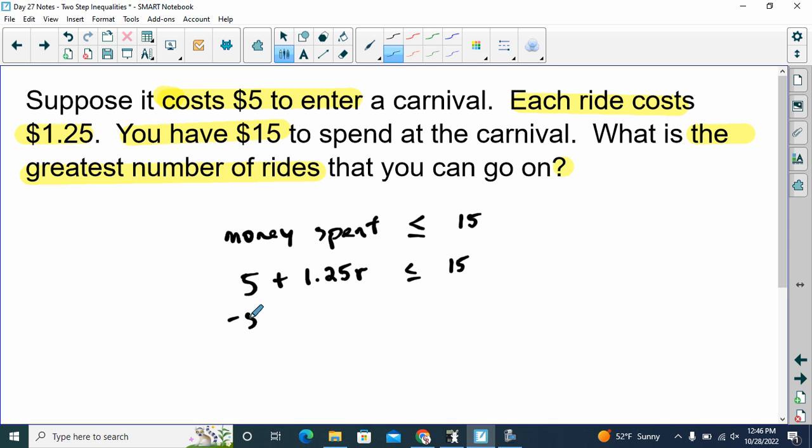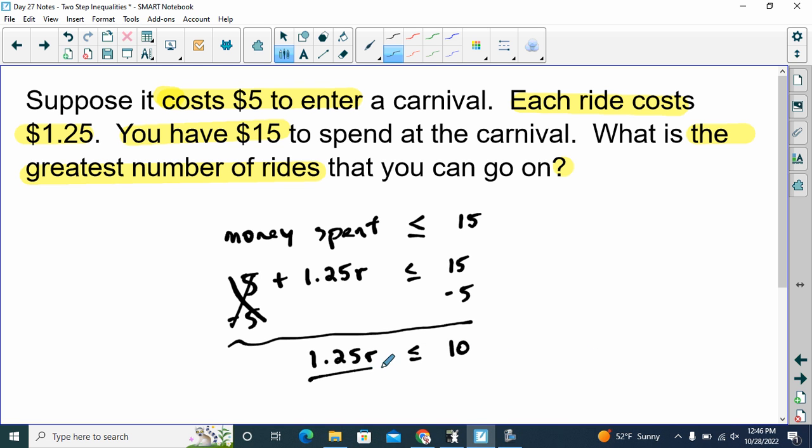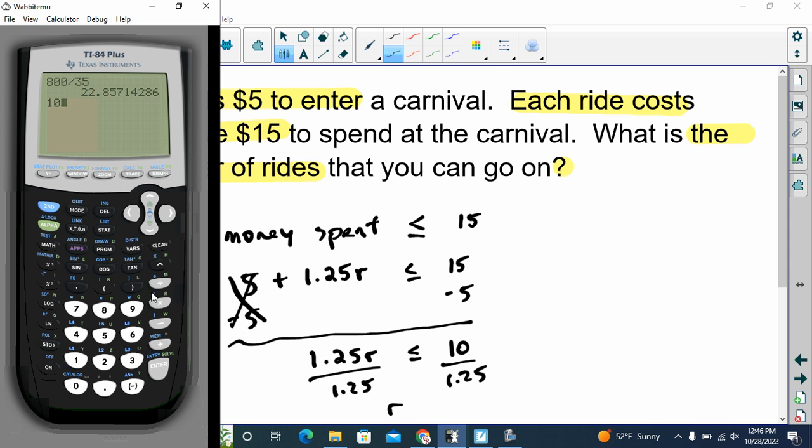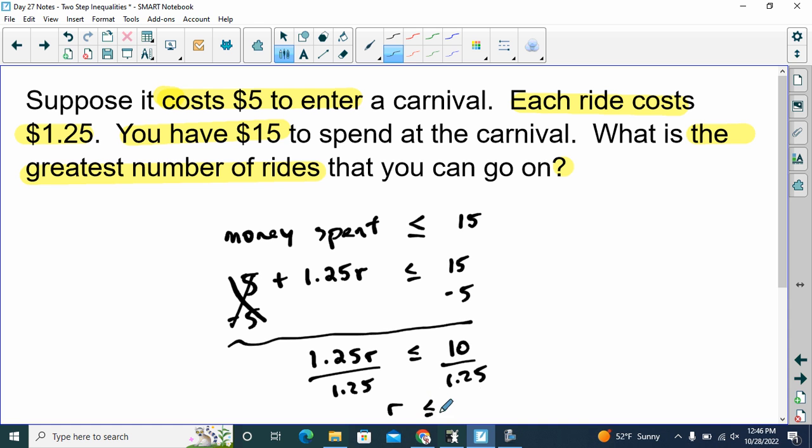Now we can solve for R. Subtract 5 from both sides. I get 1.25R is less than or equal to 10. Divide both sides by 1.25. And I get R is less than or equal to 8. Notice we never multiplied or divided both sides by a negative number, so we don't need to worry about flipping our inequality. R should be less than 8, or it could be equal to 8. So the greatest number of rides we could go on is 8 rides.